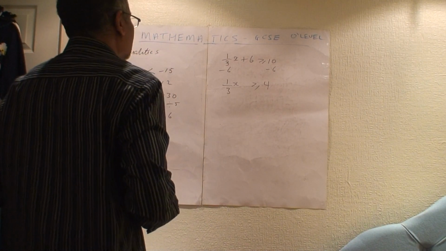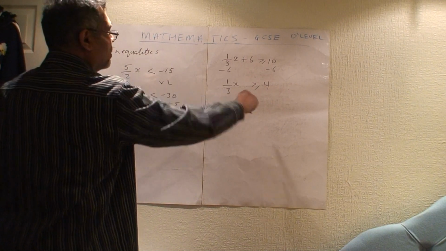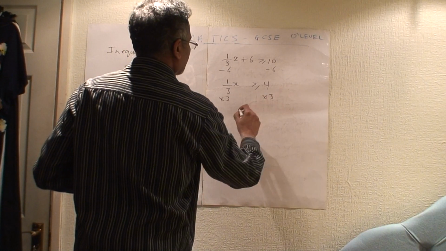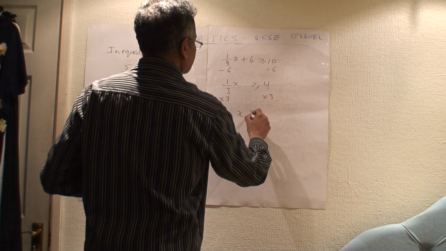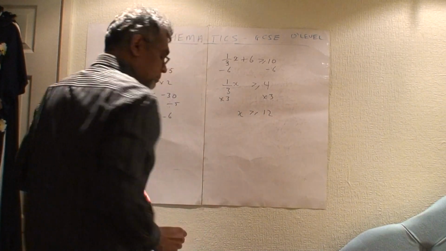Okay, now we want to get rid of this 3. Again, to do that we multiply by 3. Multiply by 3 here, multiply by 3 there. So we are left with x is greater than or equal to 12.